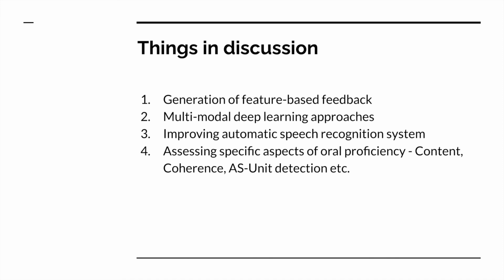Second, multimodal deep learning approaches. Multimodal deep learning has proven to improve performance for automated speech scoring, and we have started working on it to improve our system. Third, improving the automated speech recognition system. The current system can be improved for low score responses, accented speech, and handling of out-of-vocabulary words, and we are working towards it. Another thing we are working on is assessing specific aspects of oral proficiency, like content and coherence, which can act as a submodule to the current system.